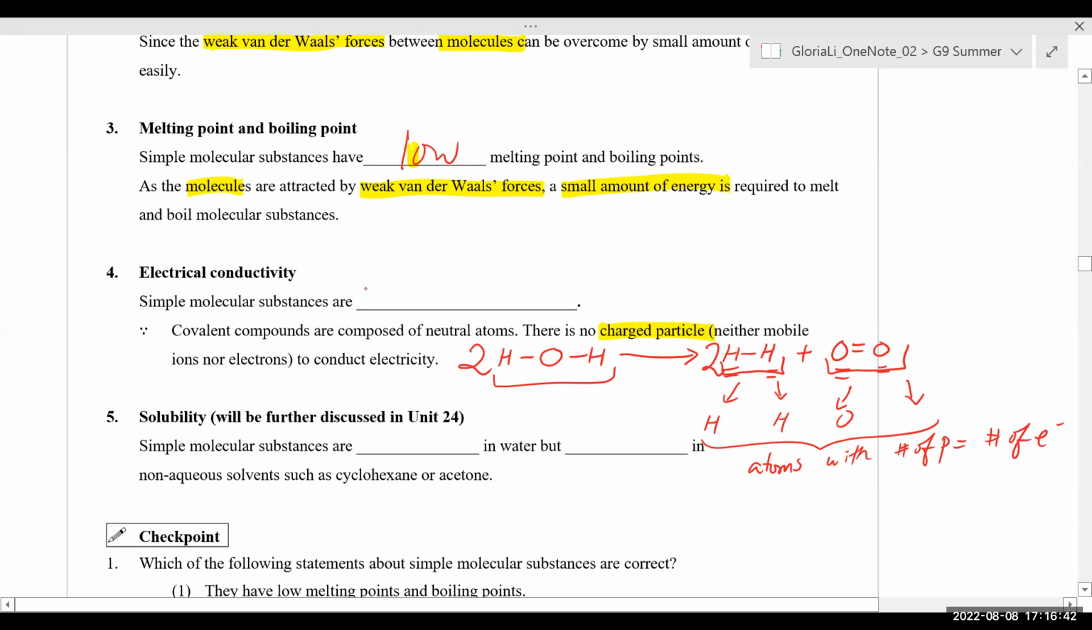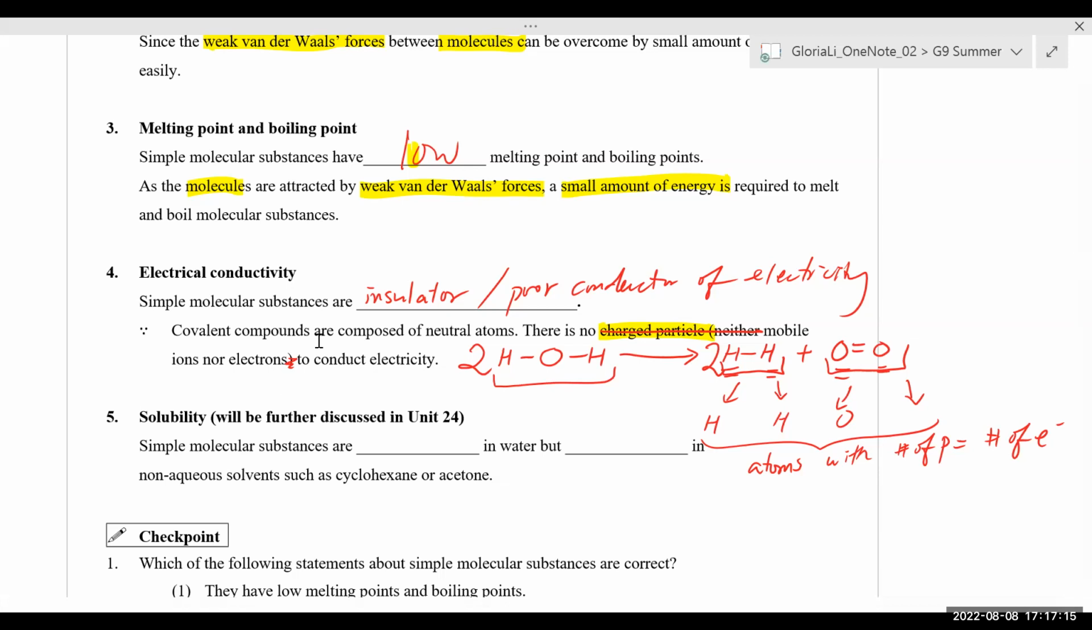That's why simple molecular substances become insulators, or you can say poor conductors of electricity. In your answers, you better say because there are no mobile ions or electrons to conduct electricity. So don't simply say there are no charged particles. You have to specify which charged particles are absent in your structure. So, no mobile ions, no electrons.